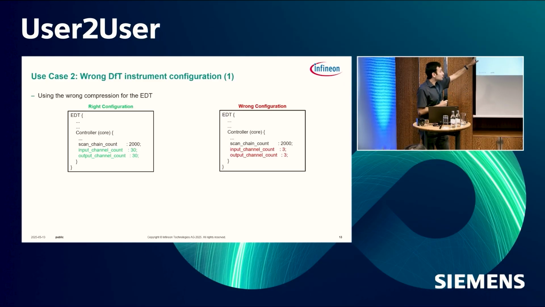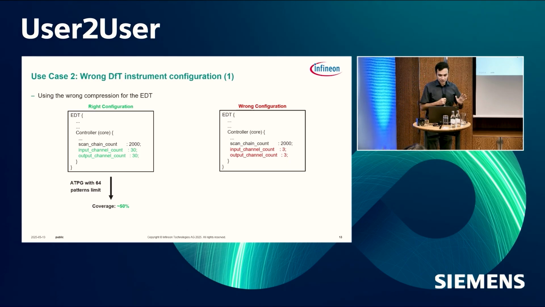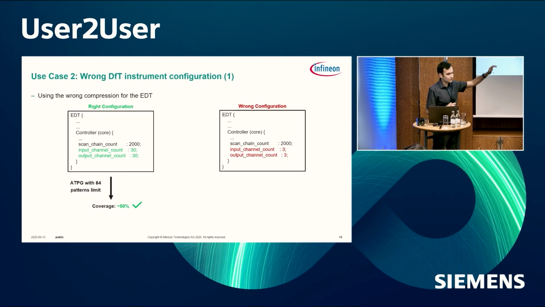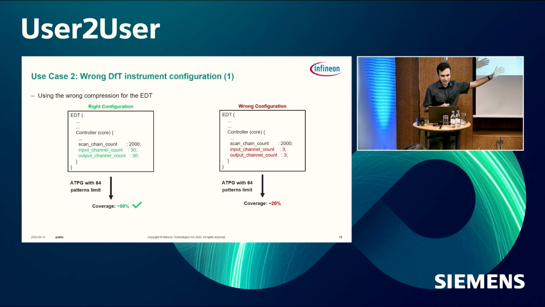So if you use the right configuration and try to run the ATPG, you go through Tessent Quick Synthesis, scan insertion, and ATPG. So you expect to, at least with 64 patterns, roughly get 50% stochastic coverage. And if it happens, everything is okay. However, if you use the wrong configuration and try to run the ATPG, you get a very low coverage because you are using a very high compression in this case.